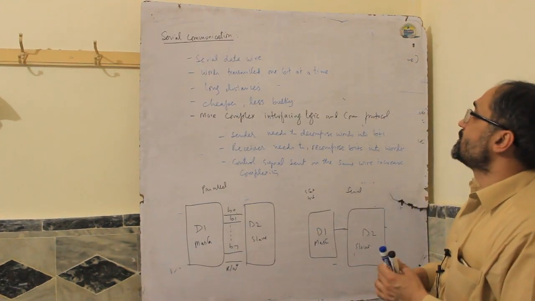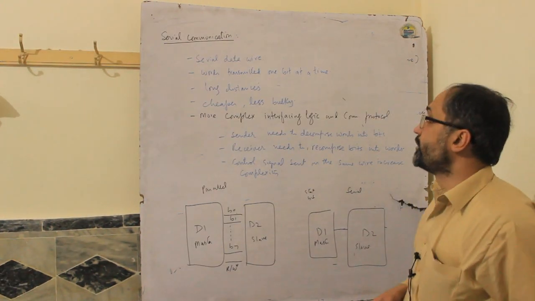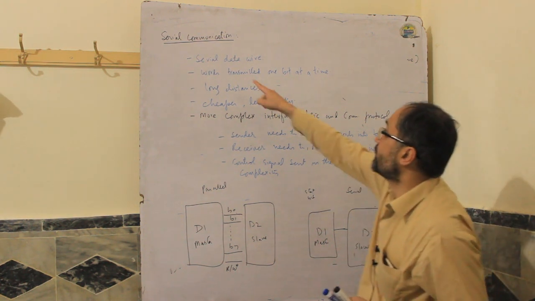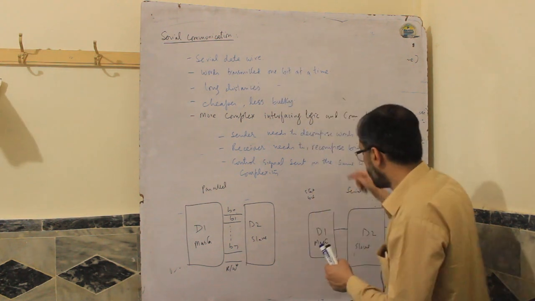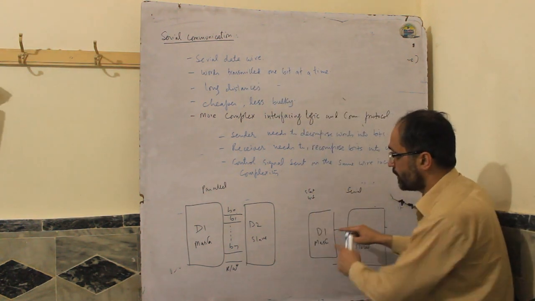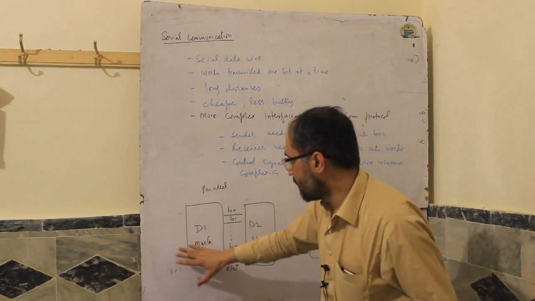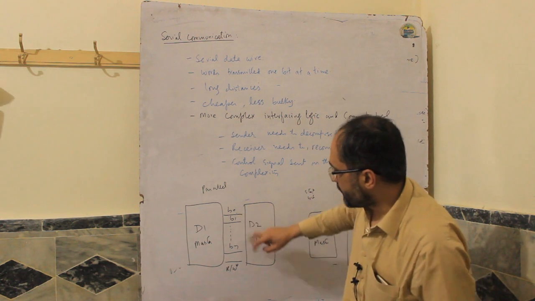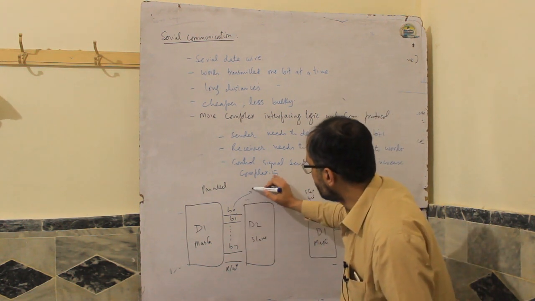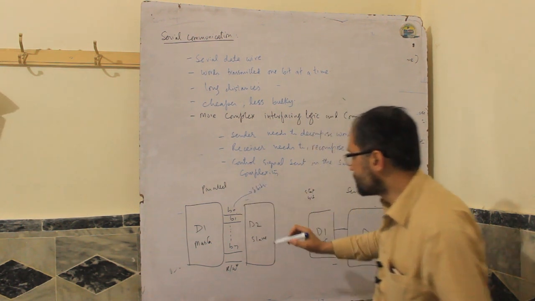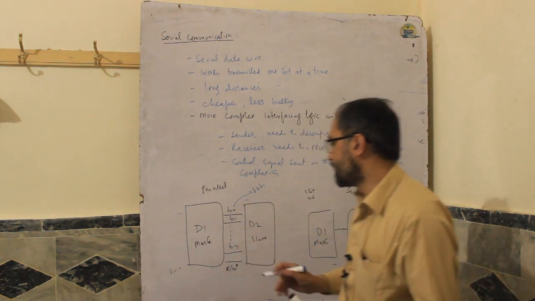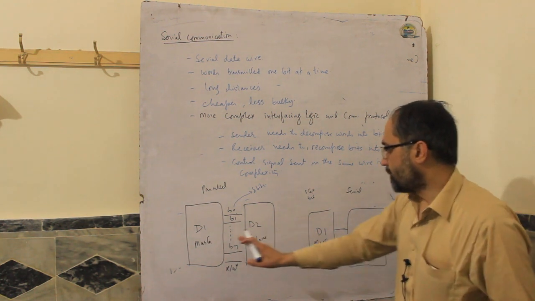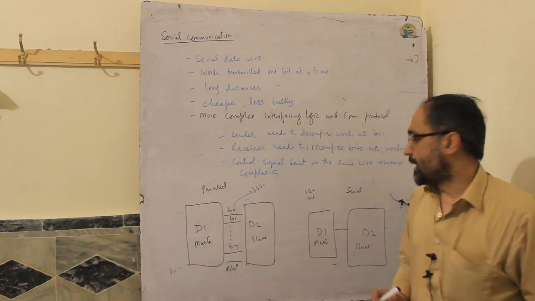So now we will study serial communication. In serial communication, data is communicated through a single line, so it is called a serial data wire. So the data is communicated using a serial wire. This is an example of a parallel communication between a master and a slave, and the width of the data bus is 8 bits. Data is transmitted in parallel. All of the bits are transmitted from the master to the slave at the same time.